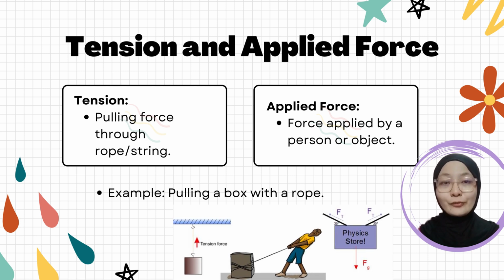Moving on to tension and applied force. Tension is the force transmitted through a string, rope, or cable when it's pulled. For instance, if you're holding a bucket with a rope, the rope is under tension. Applied force is any force you apply directly, like pushing a chair or pulling a box. Often, applied force and tension work together, like when you're pulling something with a rope.